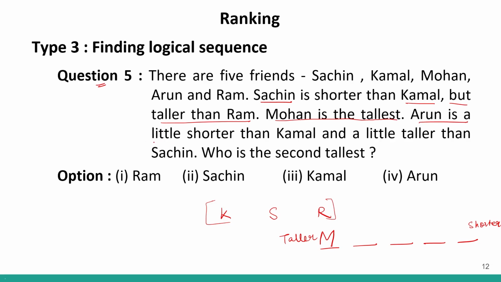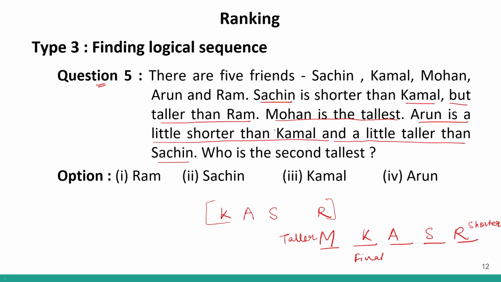Arun is a little shorter than Kamal and a little taller than Sachin. So Arun will be over here because Arun is shorter than Kamal and taller than Sachin. So Kamal is the taller one. Then we have Arun, then we have Sachin, and then we have Ram. So I can place it like this: K, A, S, and R. So this will be my final arrangement.